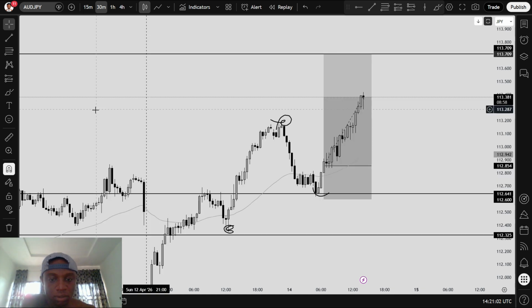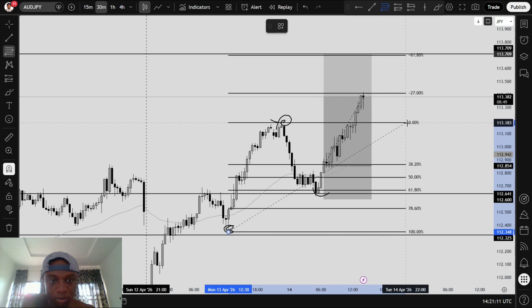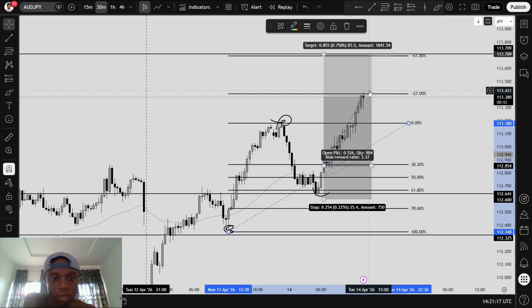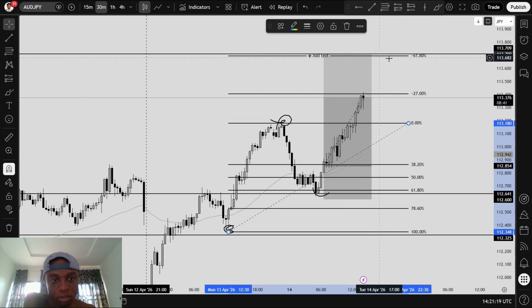You guys, the current update on this trade, AUDJPY. I think price has gotten to the minus 27 fib extension. So I'm moving my stop loss to break even. I'll hold the trade to this point, the minus 61.80. So let's see how it plays out.